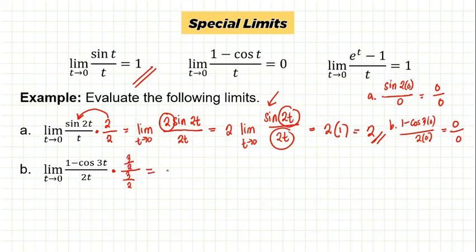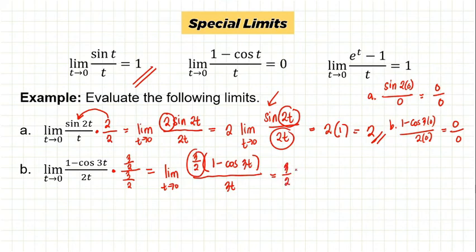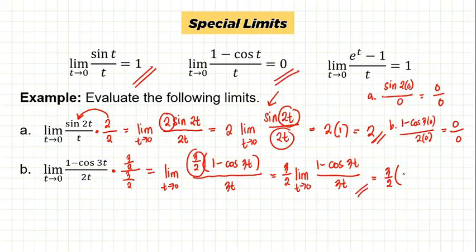So what's left now is we have limit of 3 halves times numerator, i-multiply nyo, 1 minus cosine 3t over 2t times 3 over 2 is just 3t as t approaches 0. Now, applying the limit laws, we will factor out 3 halves. So we have 3 halves, limit of 1 minus cosine 3t over 3t as t approaches 0. So we will have 3 halves times, this one is already of the form ito, right? And that is equal to 0. So you have times 0, so equal to 0. So for number 2 or letter B, the answer is 0.